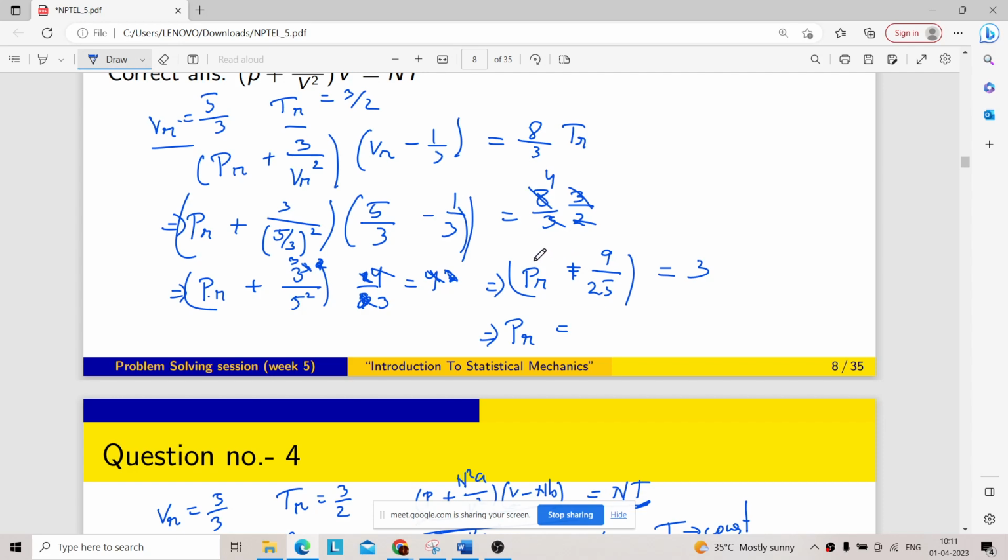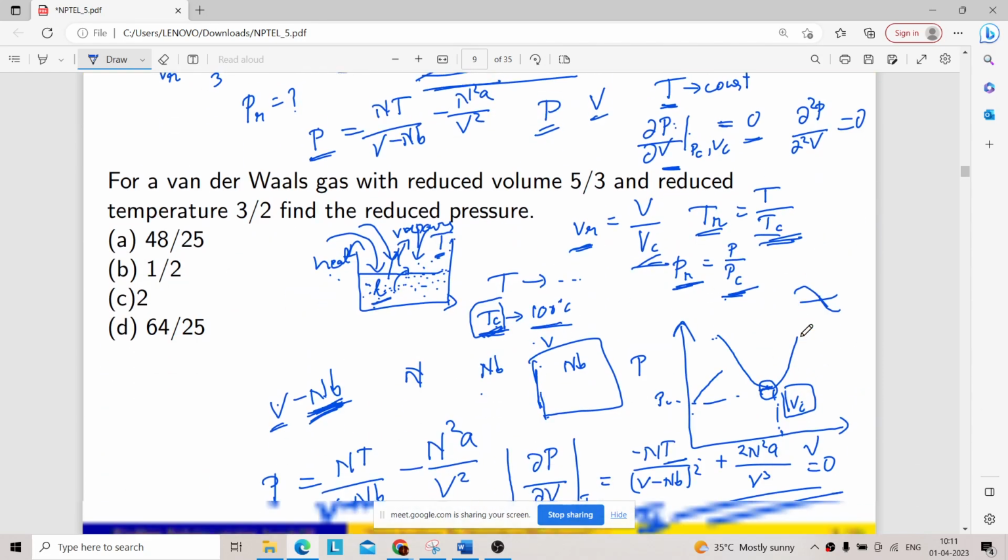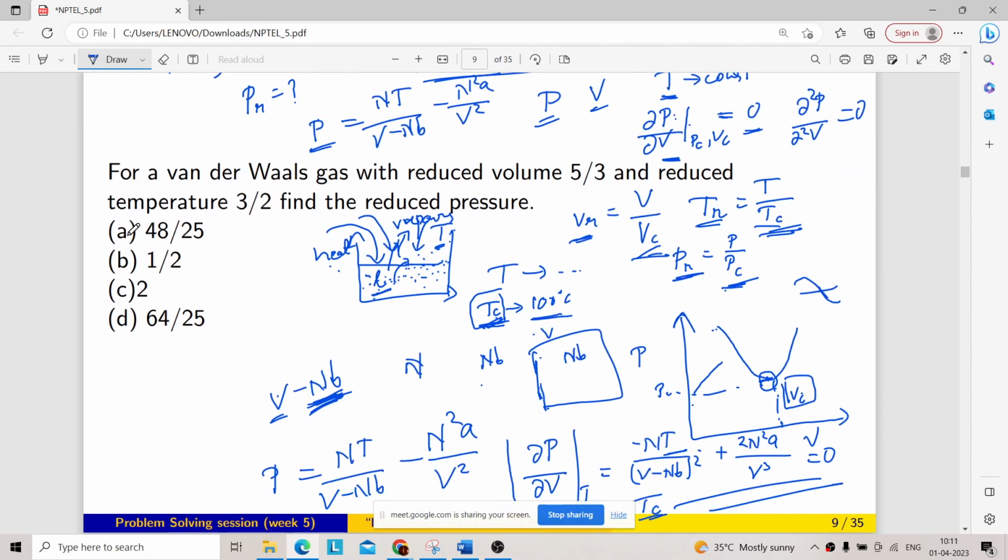This is 3 cube, 27, so this is 3 minus 27 over 25. So this is 75 minus 27 over 25. This is 48 over 25. This is our answer. So here you see there is 48 over 25.